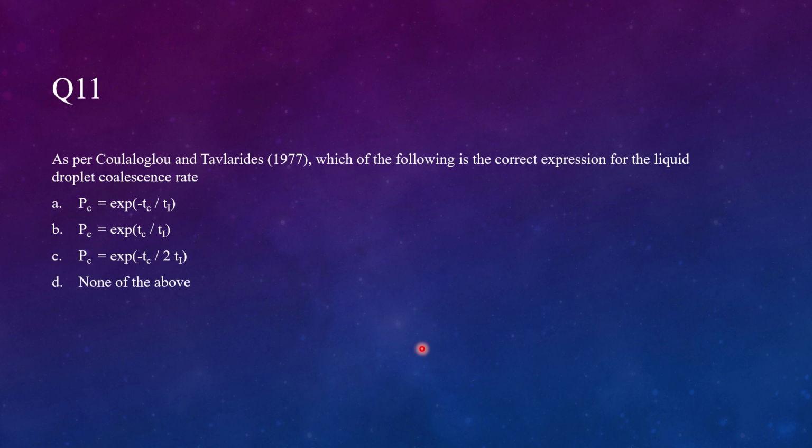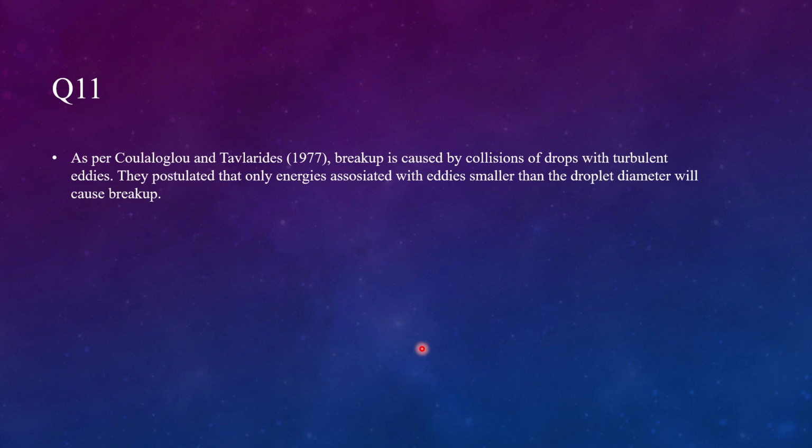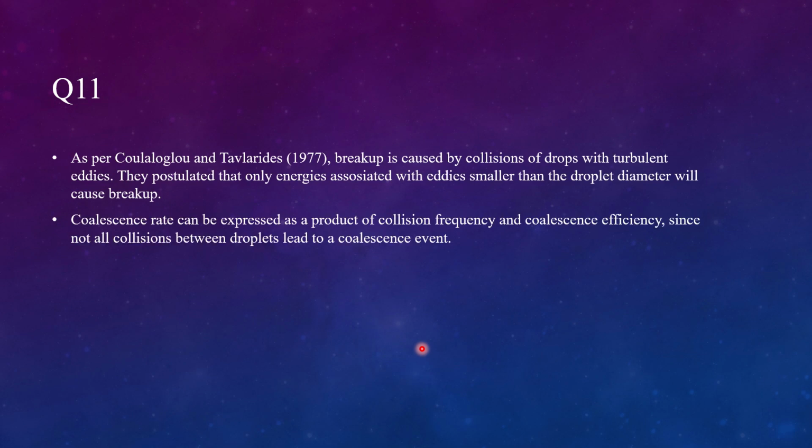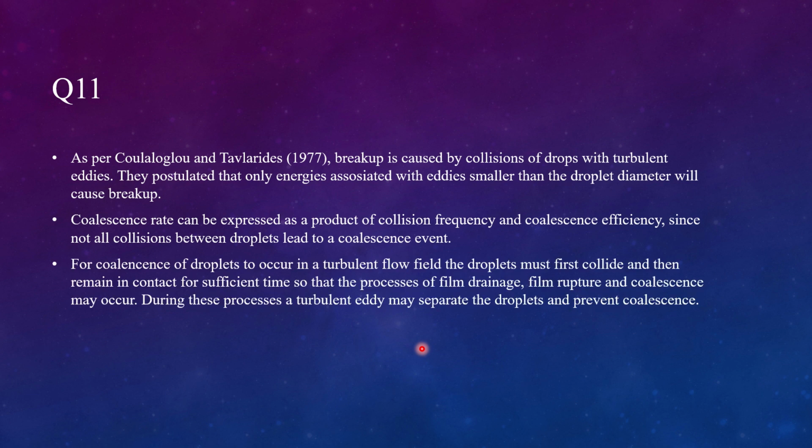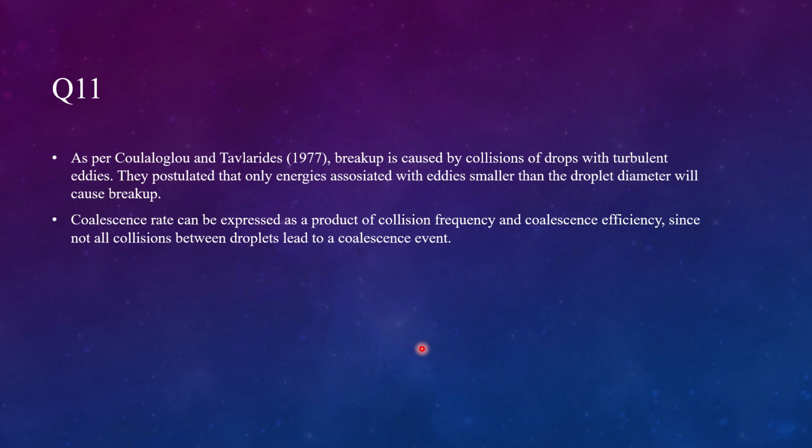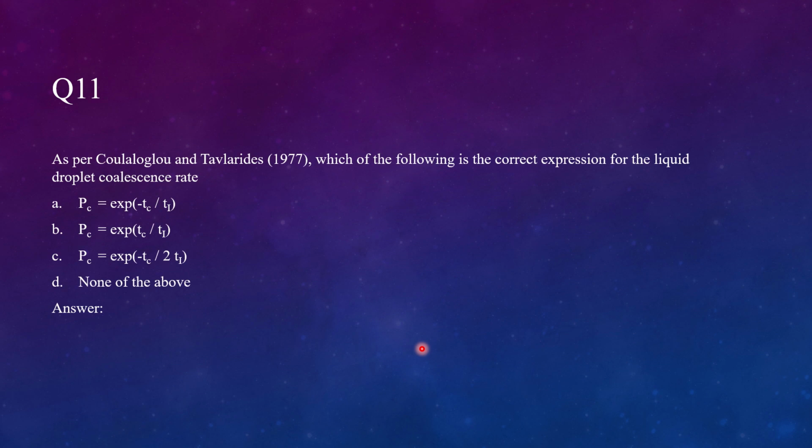Here it is given by minus Tc by Ti. That is the probability of the bubbles coming in contact and colliding and leading to collision. Sorry, coalescence. The question was basically which of the following is the correct expression for liquid droplet coalescence rate? It is minus Tc by Ti.